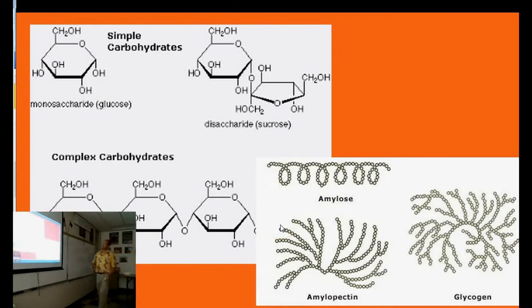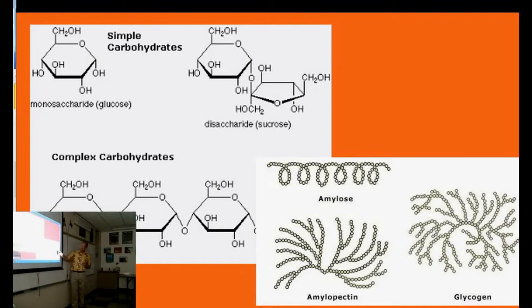So here's some pictures. Simple carbohydrates, glucose, one sugar molecule. Sugars are usually rings like this. Remember rings? Okay, this is glucose. If you take 2 sugar molecules and stick them together, you have a disaccharide like sucrose. Okay, lactose would be another one. Or you can string lots and lots and lots of them together. Here are some common, very large complex carbohydrates.